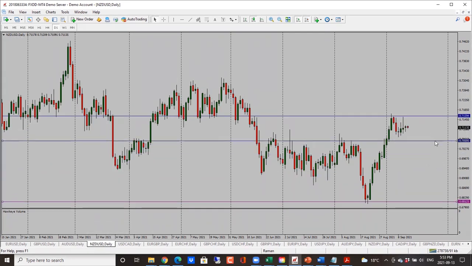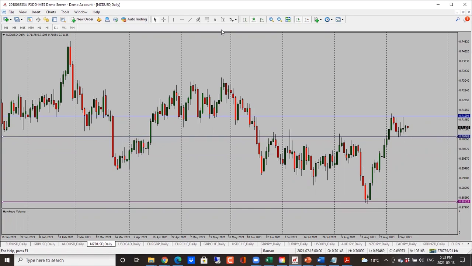New Zealand dollar, this one as well, we see price is making higher lows. Overall, though, this is trading in a range here, so no clear direction. However, we see price has been rejecting the support here, so this one could go all the way into the resistance and then back into the range here. Neutral bias for New Zealand dollar as well. I'm expecting a move between 0.7150 and 0.7075.